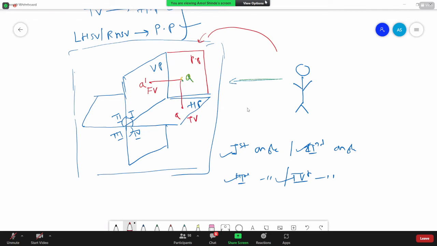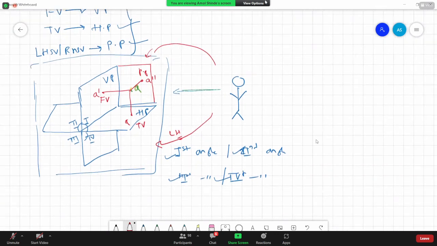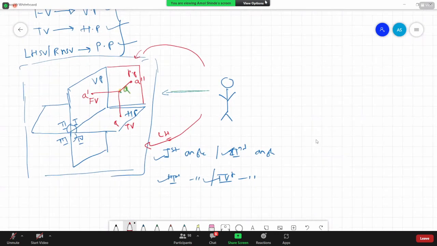Similarly, with the initial position, this is the left-hand side. So observer will come from here and will look from this direction and it will project here. This is called A double dash. Now we got these 3 views on the 3 different planes, but still it is a 3D. So अगर हमको 2D करना है तो क्या करना पड़ेगा?